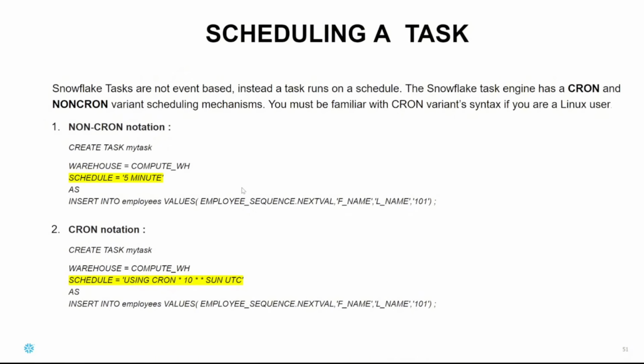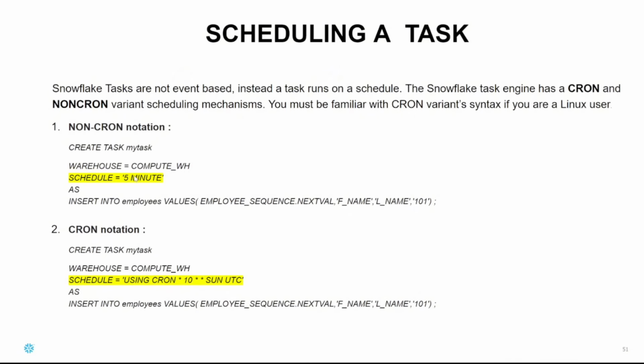Now, how do you schedule a task in Snowflake? Currently, since the task is not event based, you need to run the task on a schedule. There are two approaches through which you can schedule a task: either with a cron expression, or with a non-cron expression. In the non-cron expression, you can provide your schedule in minutes, hours, or days. The minimum you can go is 1 minute. One minute is the minimum schedule you can give a task.